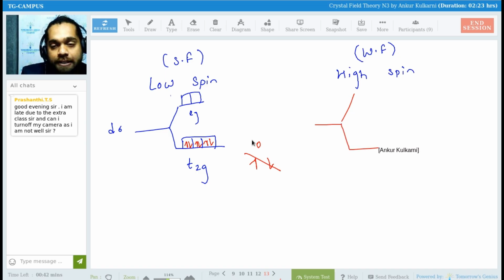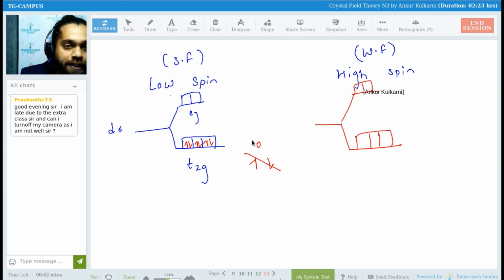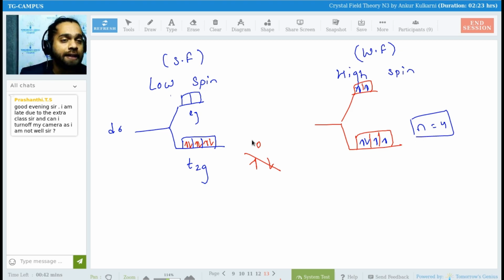High spin, for example D6: what you have done over here in the weak field ligand. How do your 6 electrons enter? 1, 2, 3, 4, 5, 6. This is your high spin because you have 4 unpaired electrons that are continuously spinning and no one is cancelling that. High spin and low spin. Weak field, strong field, high spin, low spin, done.